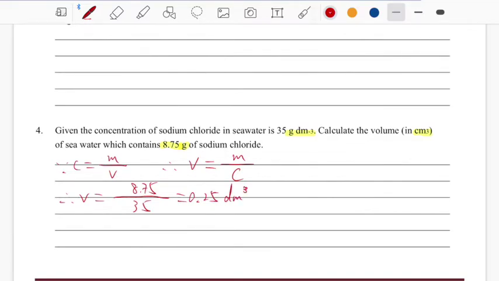Remember the question asks you to express your answer in cm cube, so you must convert the unit. To convert from dm cube to cm cube, we need to multiply by 1,000. So it will be 0.25 times 10 to the power of 3, which equals 250 cm cube. Make sure you always write your unit at the end of your calculation, otherwise you will lose marks.